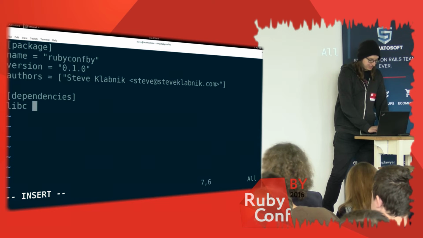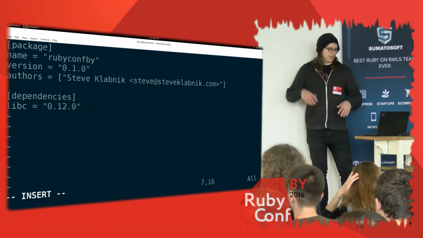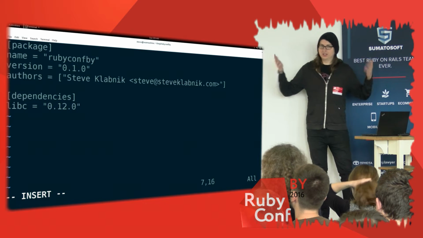If you want to depend on libc, for example, you could say libc 0.12.0 or whatever, and then it will pull down the dependency and build it. It's Bundler. You already know this.